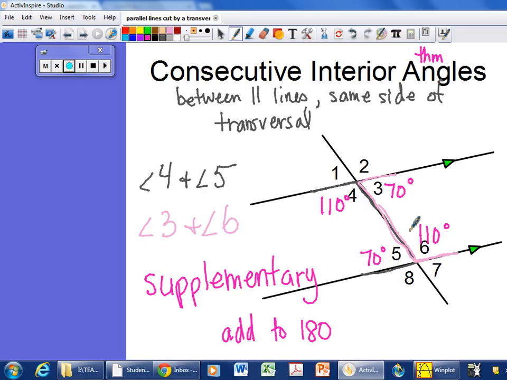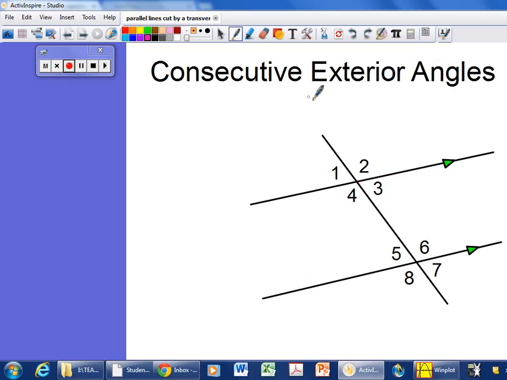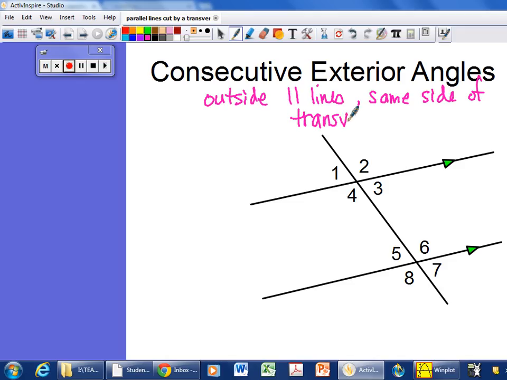So here we also have alternate interior angles. As you can see, they are congruent. So consecutive interior angles are on the same side of your transversal and in between the parallel lines, and they are supplementary. They add up to 180. And our last set, consecutive exterior angles. So like you might think, they are on the outside of your parallel lines and on the same side of your transversal. Okay, that is where we find them.